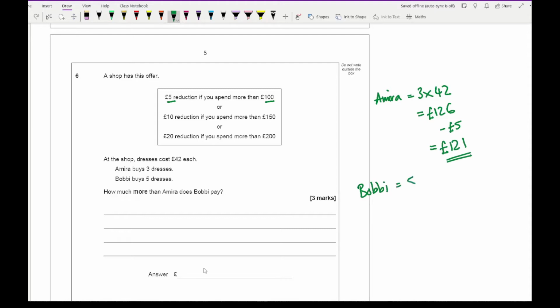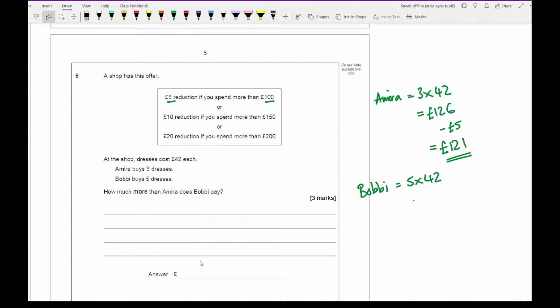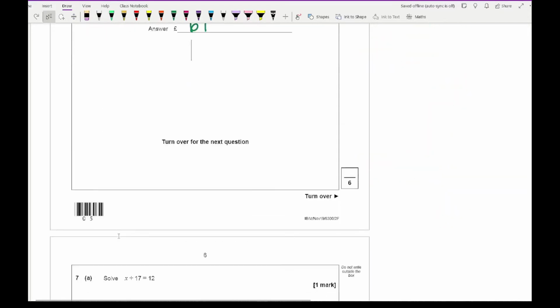Now in terms of Bobby, so Bobby's buying 5 dresses, so it's 5 times 42. So 5 times 42 equals 210. Now because they are spending more than 200, they're going to get £20 off. So that's going to be 190. Now it's really important that you show your working out, because obviously it's worth 3 marks. So to work out the difference, what I need to do is 190 minus 121, £69.